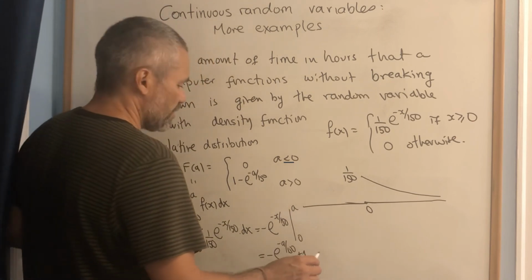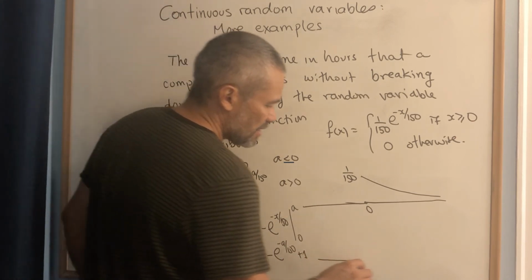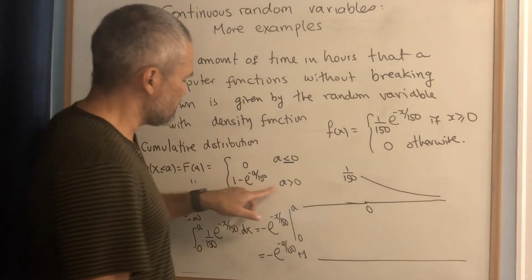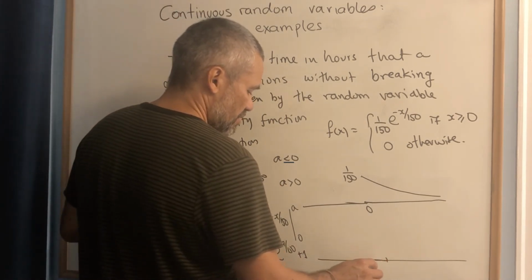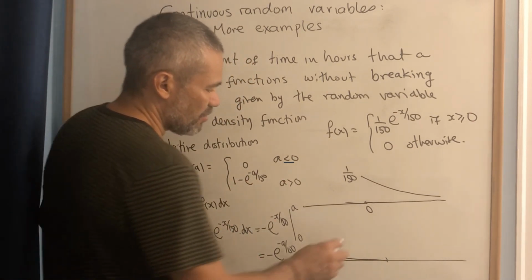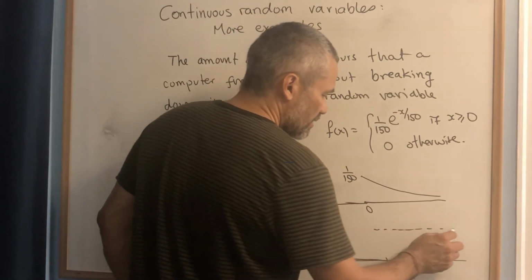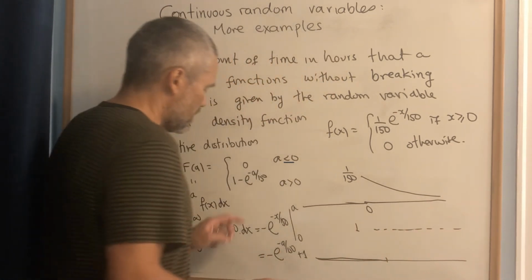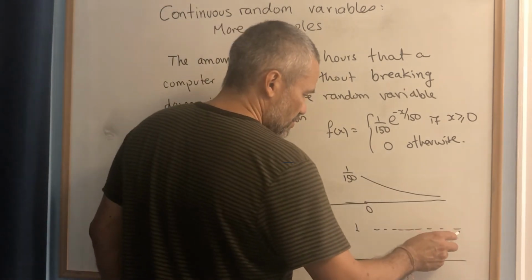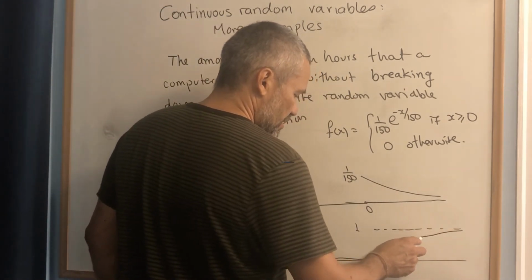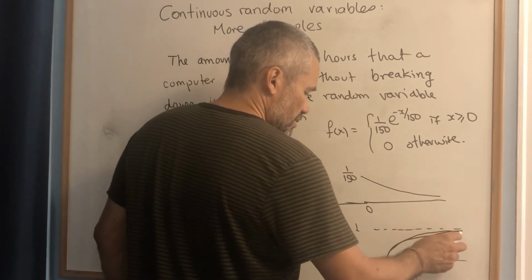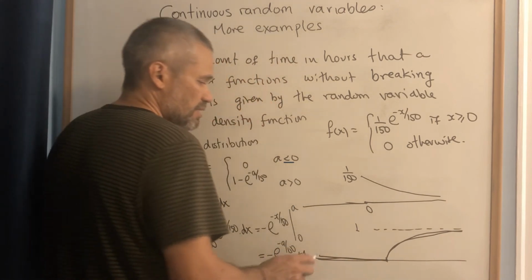The graph of the cumulative function would be something like this. When a is 0, this is 0, and when a is very, very big, it goes asymptotically to 1, right? This is 1, and this is like an exponential function going up. Then the graph would be like this, and before this it is 0.